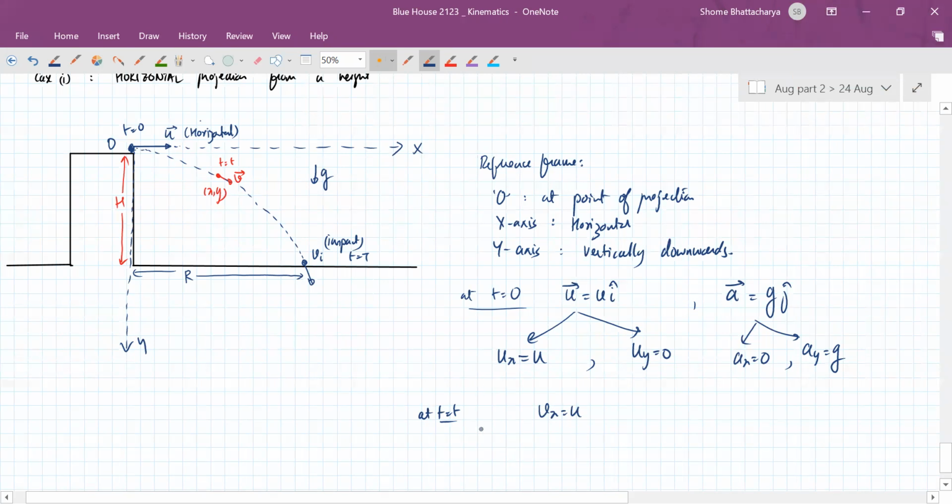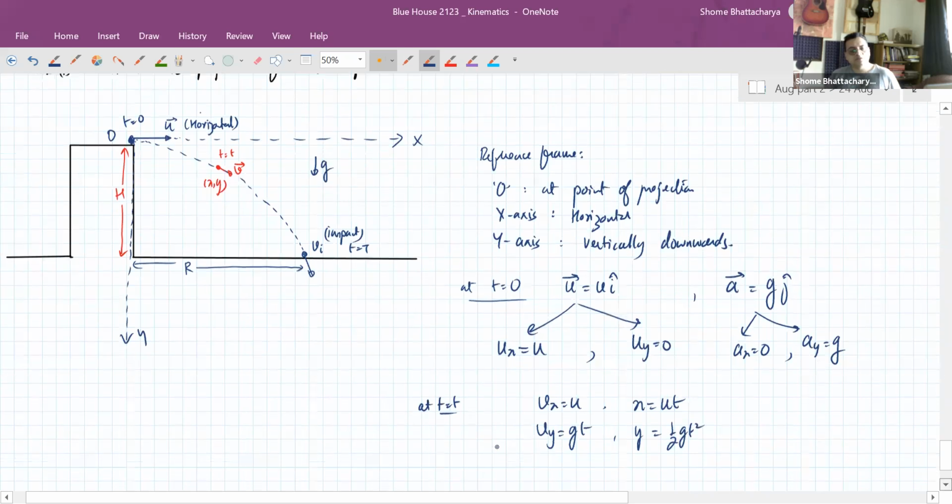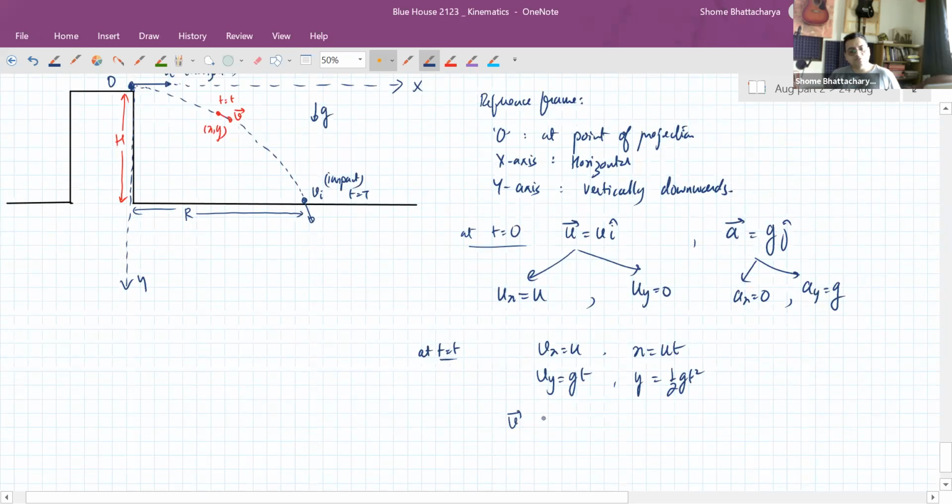Okay. So at some time t, the x component of velocity will be u and the x component of displacement will be ut. Whereas the y component of velocity will become gt and the y component of displacement will become half gt squared. So the velocity at such a time would have changed from just u i cap to u i cap plus gt j cap. But remember that plus gt does not mean vertically upwards here. It means downwards because the y-axis is downwards. So this is the velocity as a function of time, and these are the coordinates as a function of time.